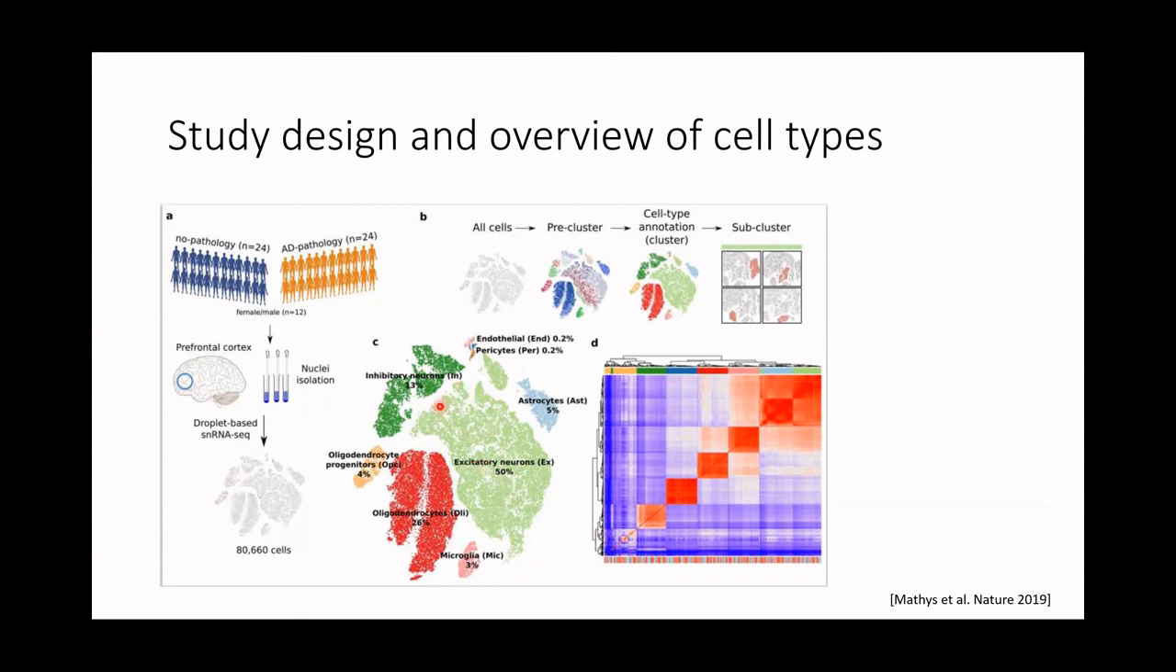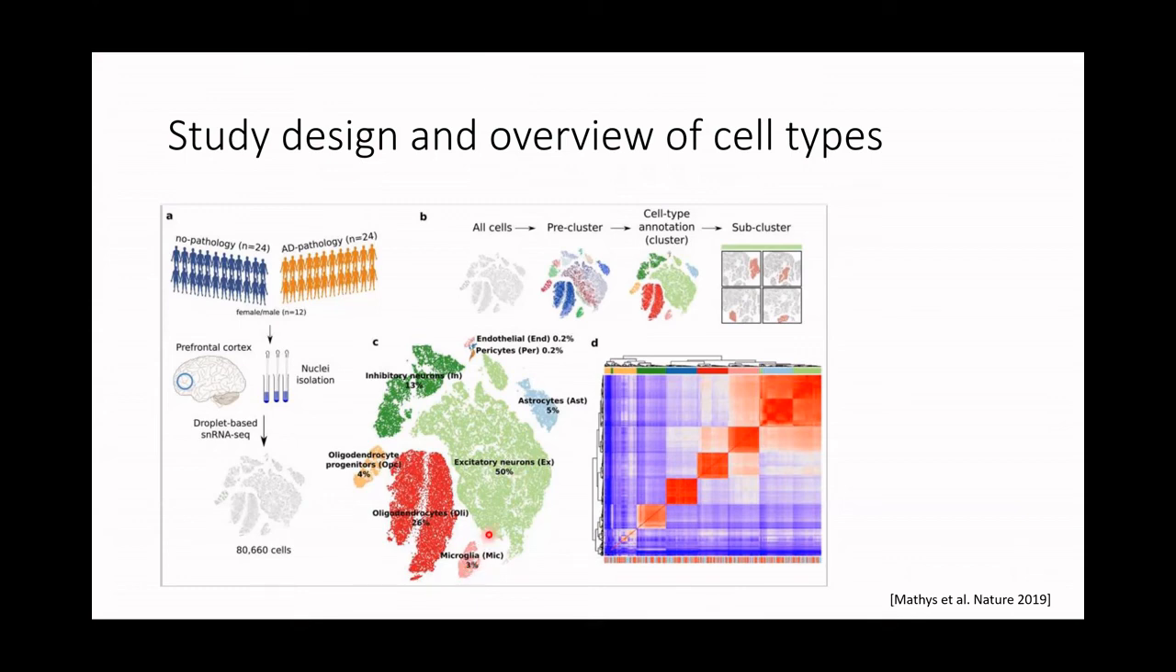These different cells are colored over here. These are excitatory neurons, about 50% of them. The next largest seems to be oligodendrocytes, 26% of them. Then the precursor cells or progenitors of oligodendrocytes, the ones that become oligodendrocytes, which form the sheath around the neurons, the axons, are about 4%. Then there are inhibitory neurons, about 13%. And then you have astrocytes, the star-shaped cells, about 5%, microglia, 3%, and so on.